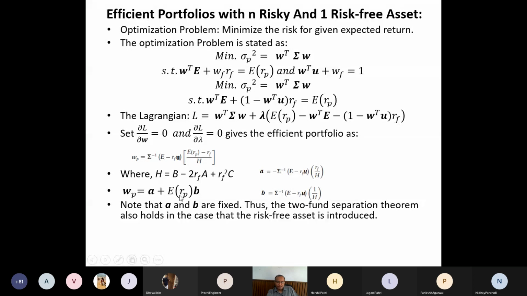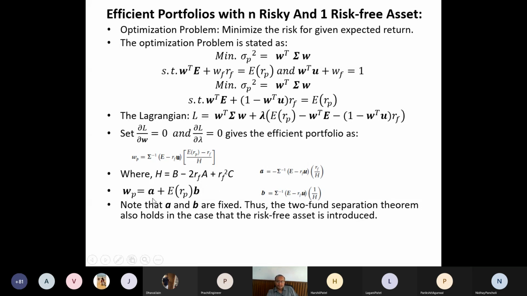It is A bar plus ERP into B bar. Earlier it was G bar plus ERP into H bar. Now this A bar and B bar are constants, depending on E, sigma, U, and RF. And H depends on A, B, C, which again depend on sigma, U, and E. So they all are constant. There is a slight complication here compared to the previous case, but you can derive it. We are interested in finally this equation.